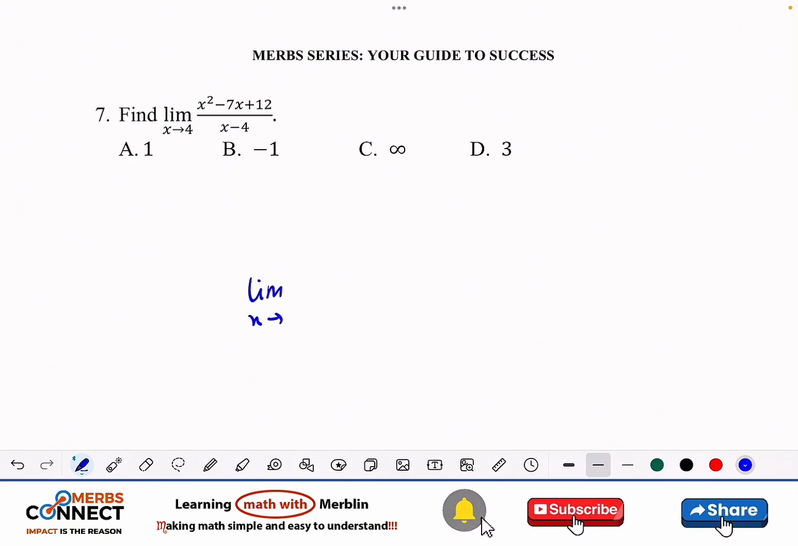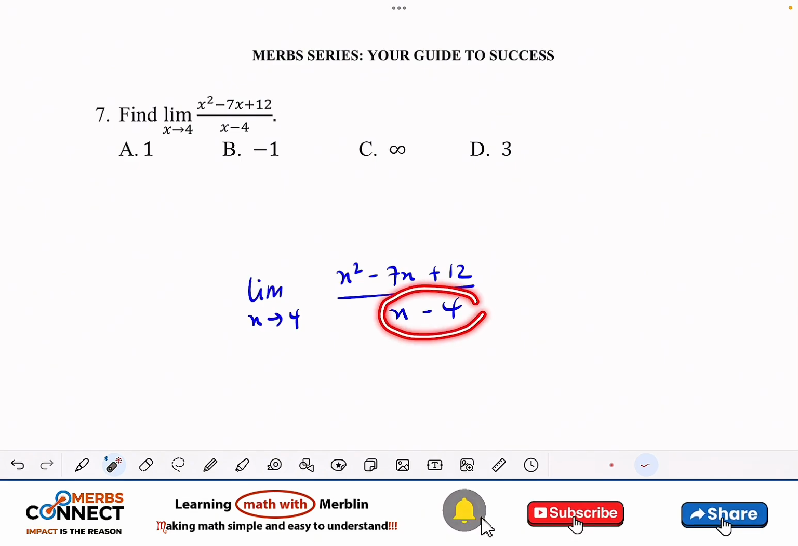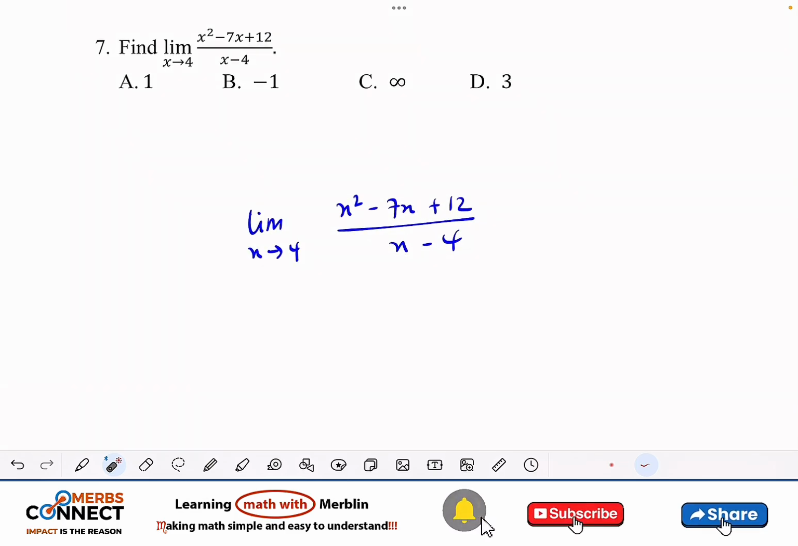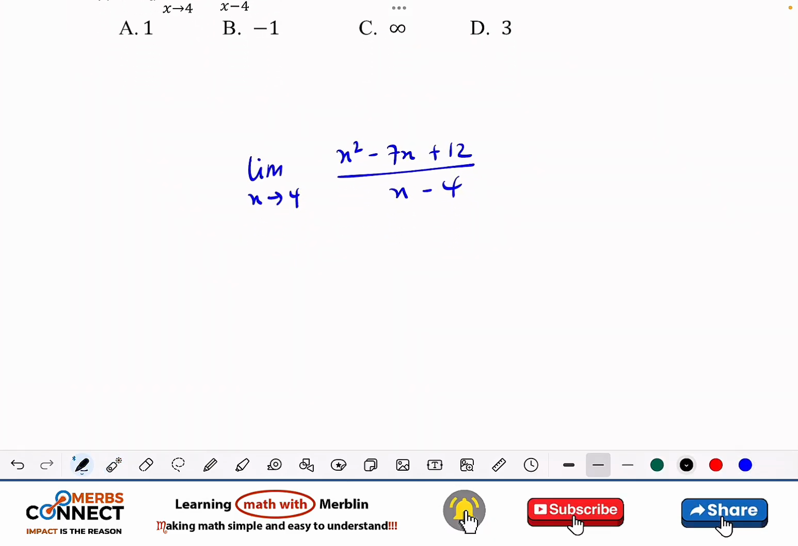They are very simple, very, very simple. So x squared minus 4x plus 12 divided by x minus 4. Rational function, think about the denominator first. Plug in 4 and it will be 0. So it means that we need to think about simplification. Let's try and simplify the top and see. I'm going to use x squared minus 7x plus 12.